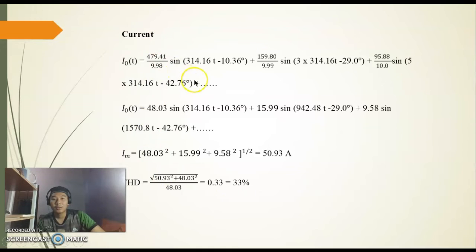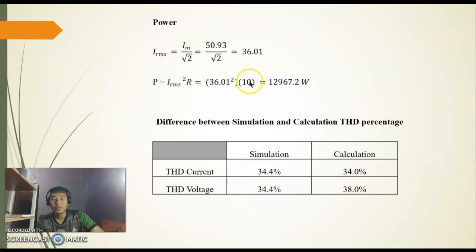Same for the current. For the current THD, repeat the same steps, but this time you need to divide this by the impedance value for every part. And then we got the value, calculate like the step before, and then we get the THD is equal to 0.33, so equal to 33%. And then for the power absorbed by the load, we use the IRMS and then put it into this equation using the R load, and then we got the value is equal to 129.67 watt.